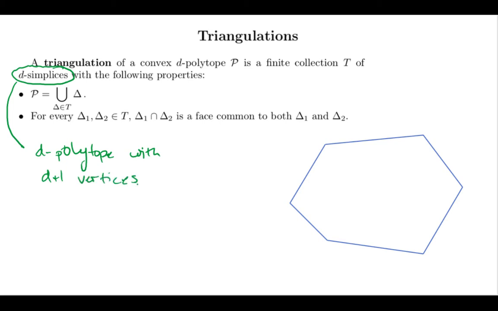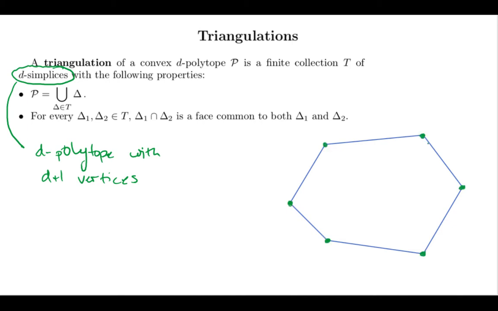And then for this collection T to be a triangulation, I need to have two properties. Number one, the union is all of P, the given polytope. And number two, any two simplices in the triangulation meet in a common face.